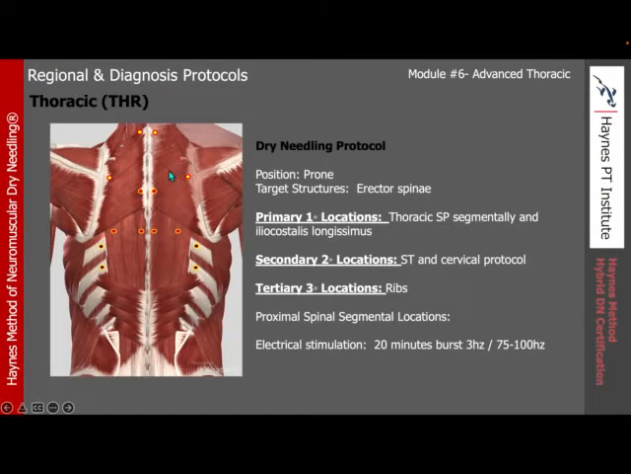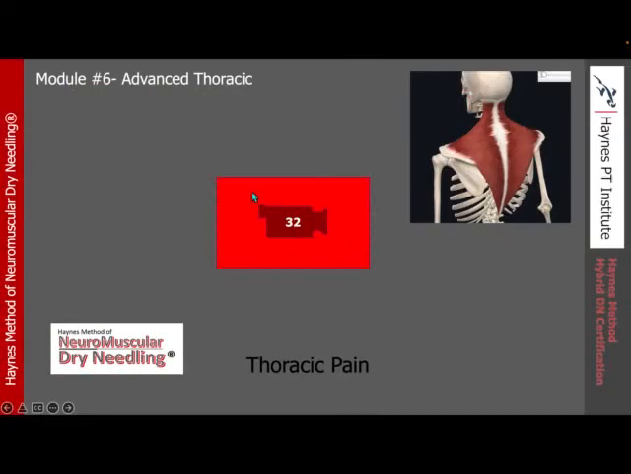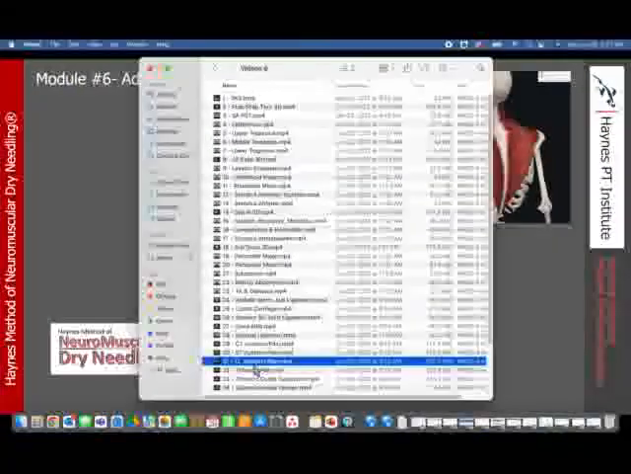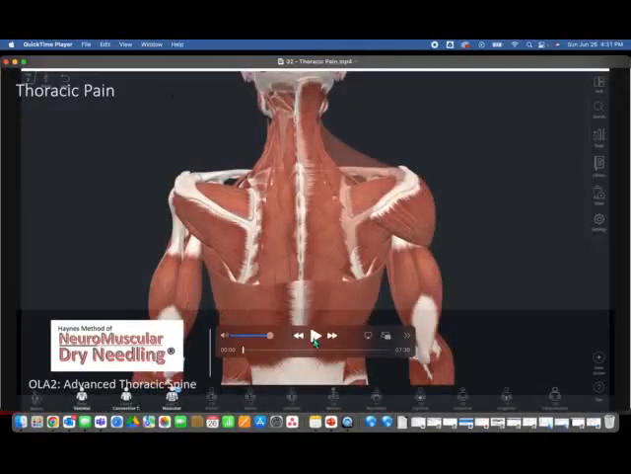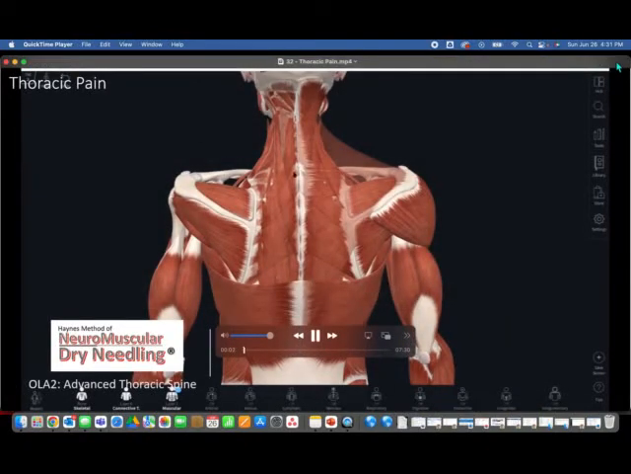Okay, and then let's just look at our general thoracic pain, just diffuse, non-defined. When dry needling for general thoracic pain, the protocol begins with the patient in the prone position. Our target structures are the erector spinae group, and then electrical stimulation can be offered up to 20 minutes, a burst frequency of 3 up to 100 hertz.